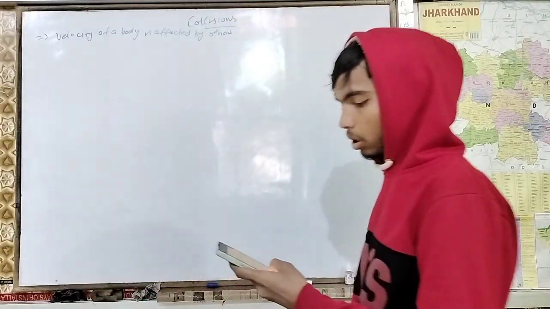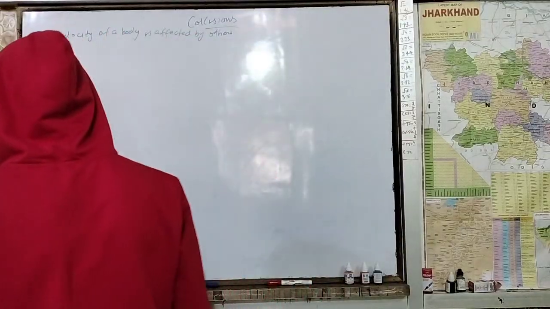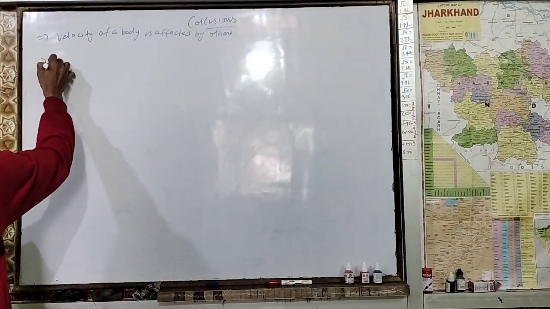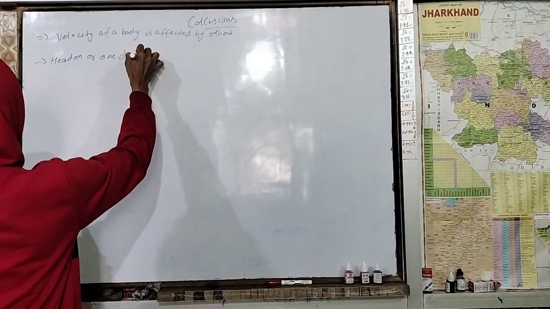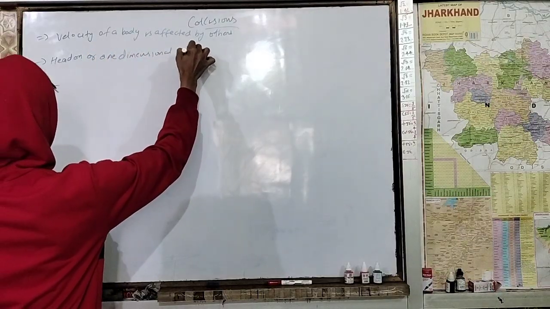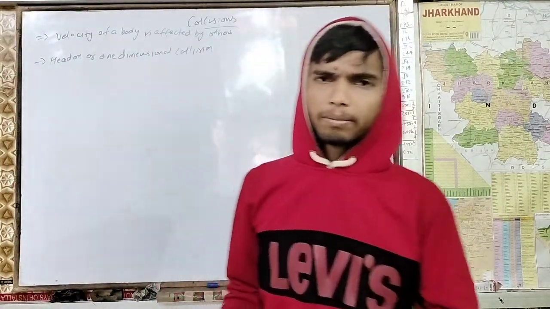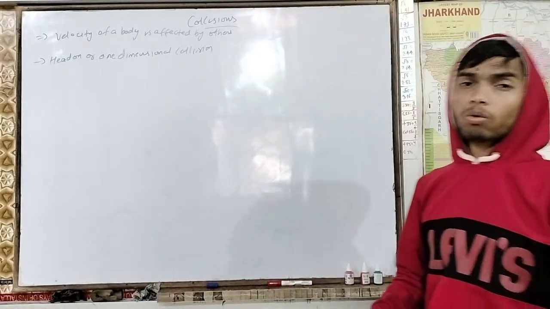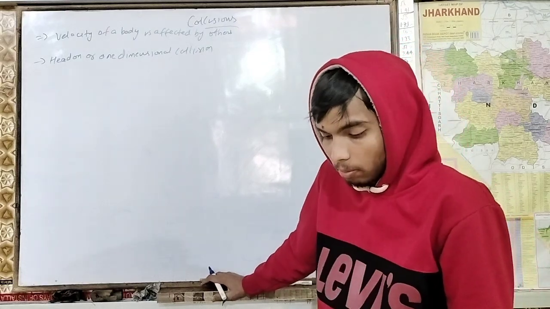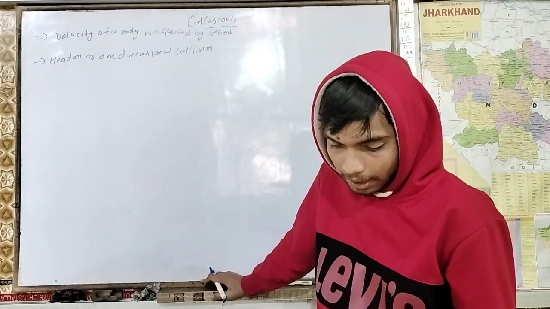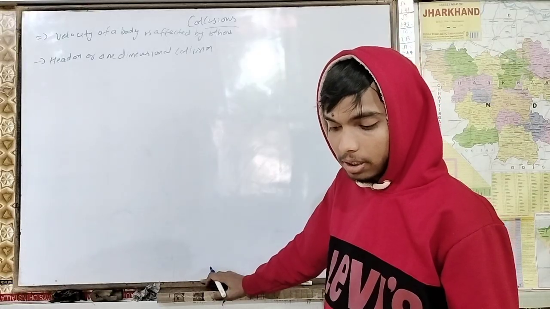Head-on or one dimensional collision. The first type of collision is head-on or one dimensional collision. One dimensional collision means the object is moving in one dimension. The object is not moving between two dimensions. If the object is moving in one dimension, in that case before and after collision the body moves along the same straight line.